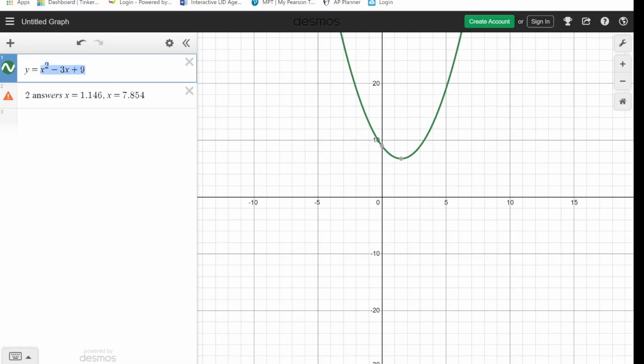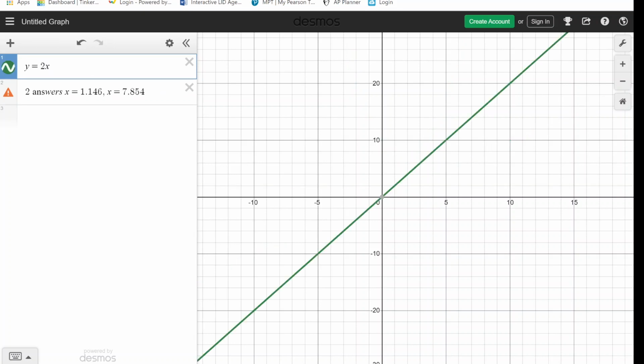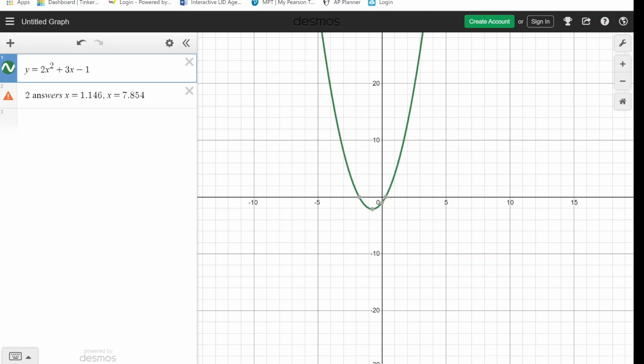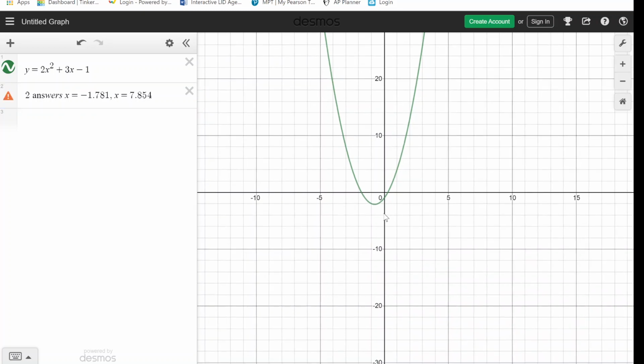So get rid of this. 2x squared plus 3x minus 1. Oh, I get to keep my 2 answers thing, but the 2 answers are going to be a little different. First answer, negative 1.781. And my other answer here at 0.281. Boom. That's one way of doing it.